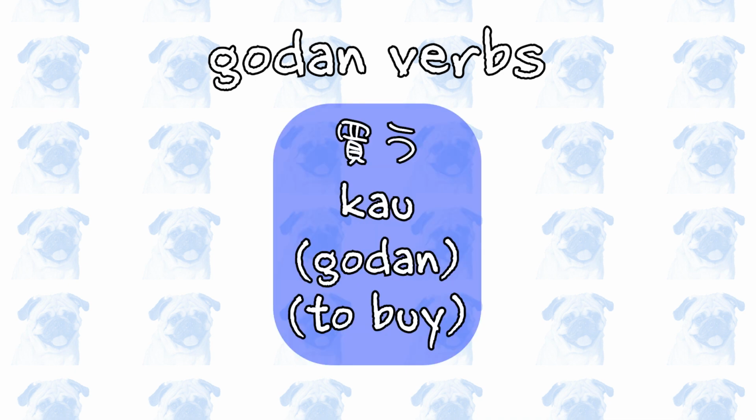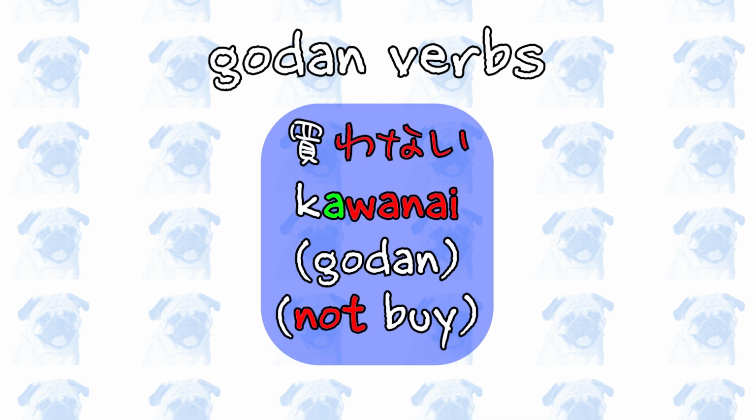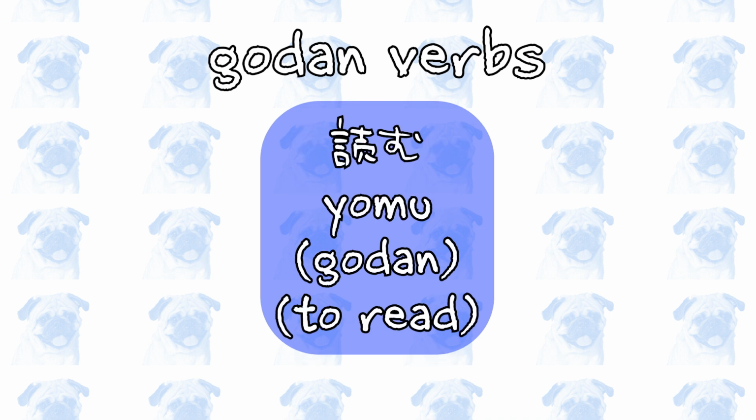Let's look at some examples. The verb kau, to buy, ends in u, so it is a godan verb. If you pay attention to the sound before the final u, it is a vowel. Therefore, you must drop the u and add wanai. Kawanai, kau, kawanai.